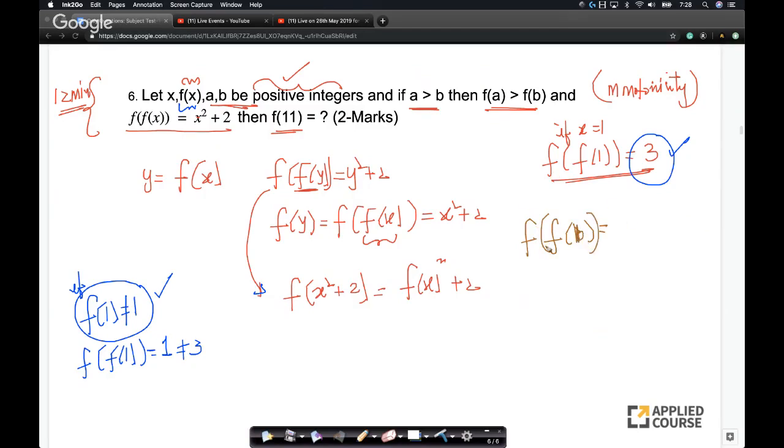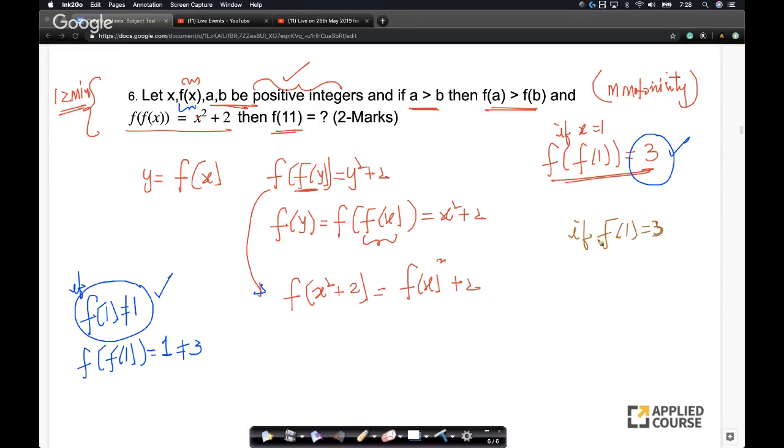Let's take another example. So we assumed here that f of 1 is equal to 1 and we failed. Now, let's assume f of 1 equals 3. Let's see, if f of 1 equals 3, then what happens?